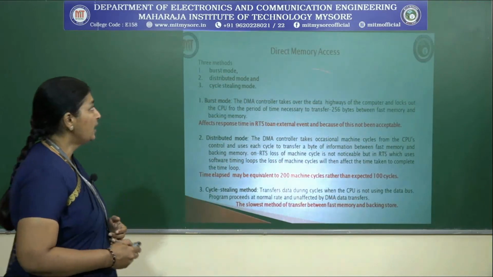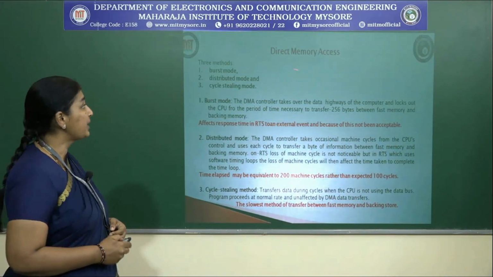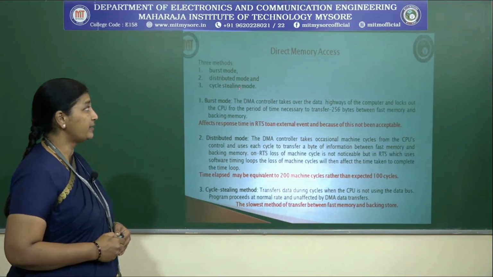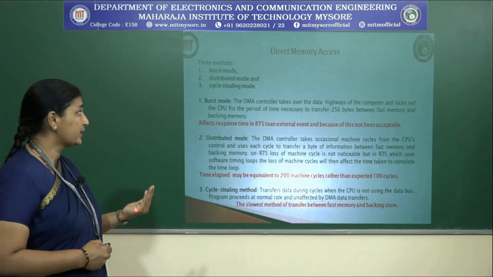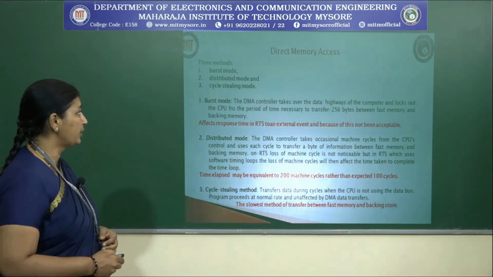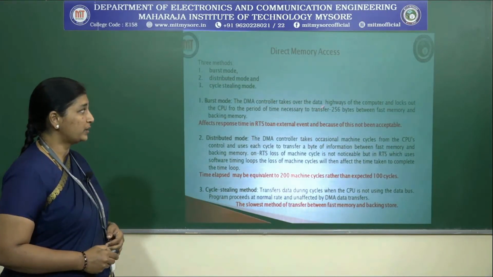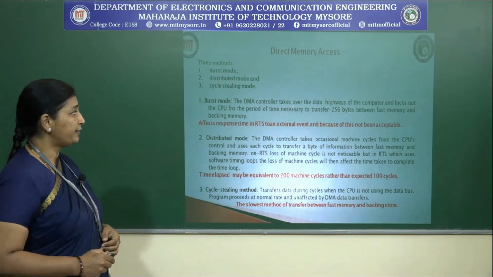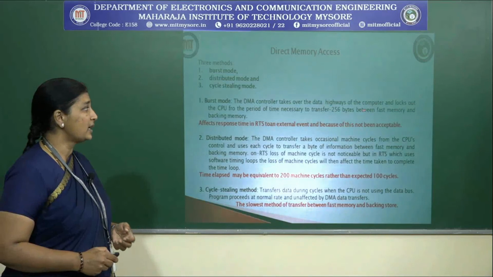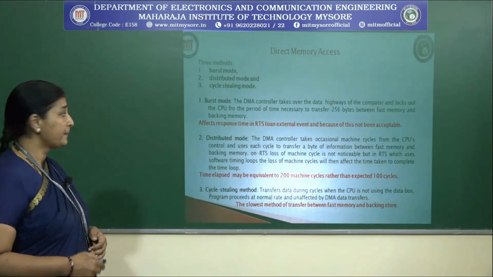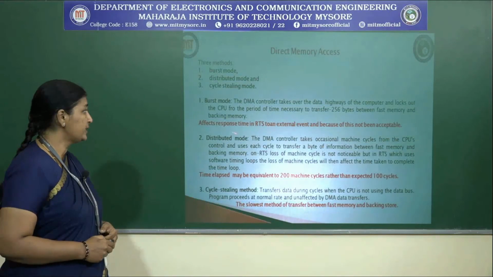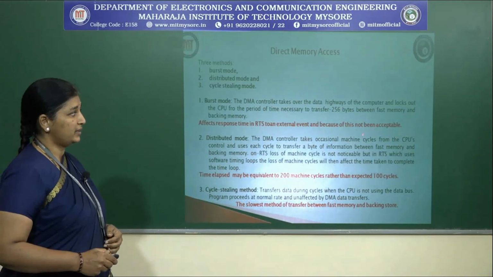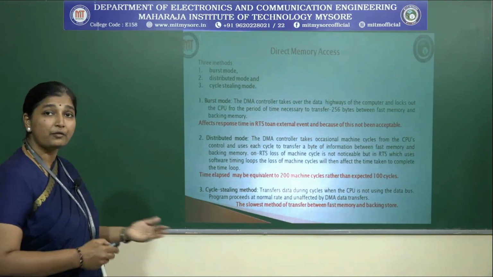Okay. So DMA, that is direct memory access, has three methods. One is called burst mode, distributed mode, and you have cycle stealing mode. So let us just know what they mean. Burst mode: the DMA controller takes over the data highways of the computer and locks out the CPU for the period of time necessary to transfer 256 bytes between fast memory and backing memory. The main disadvantage of burst mode is that it affects response time in RTS to an external event, and because of it, it cannot be accepted, okay, because it takes a lot of time.